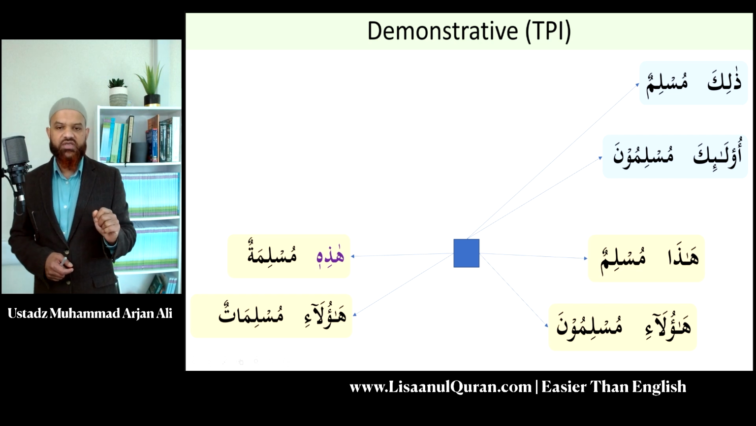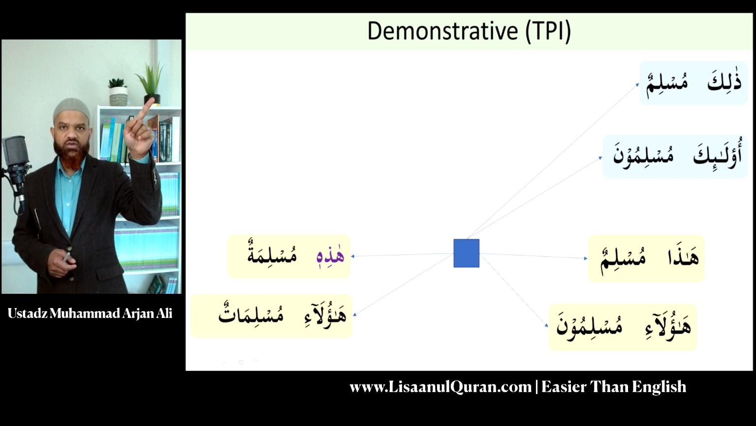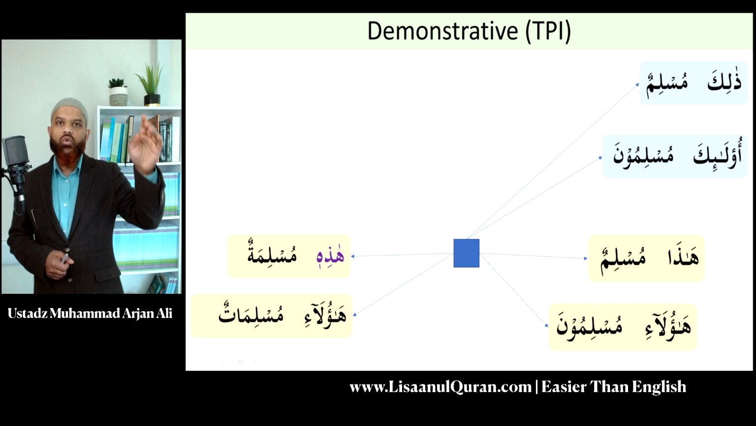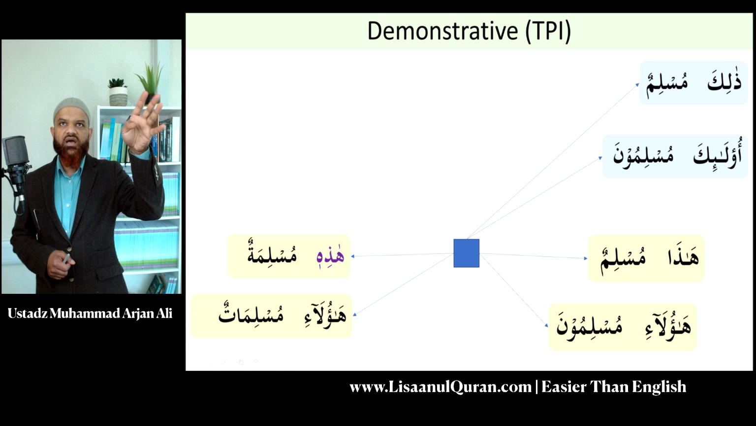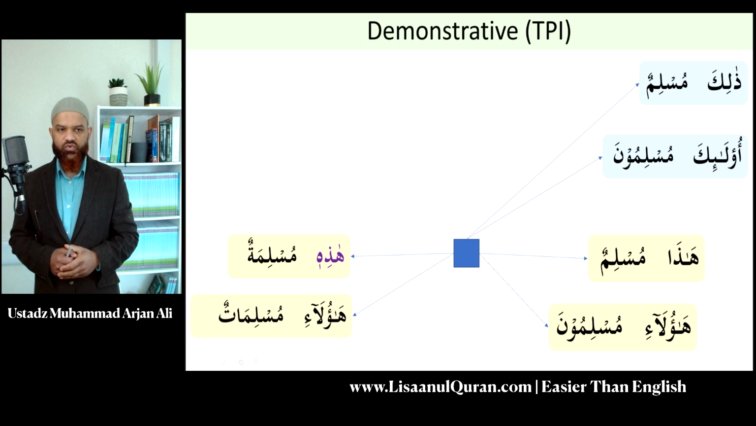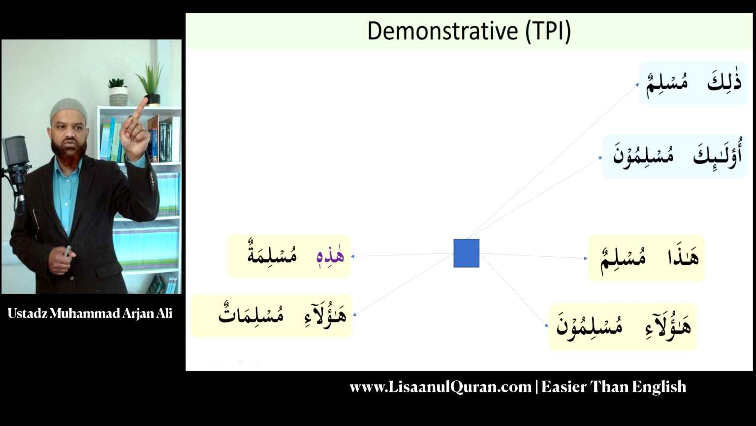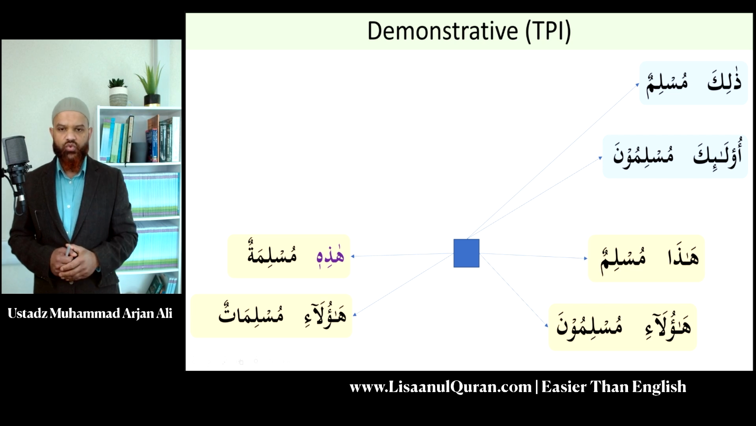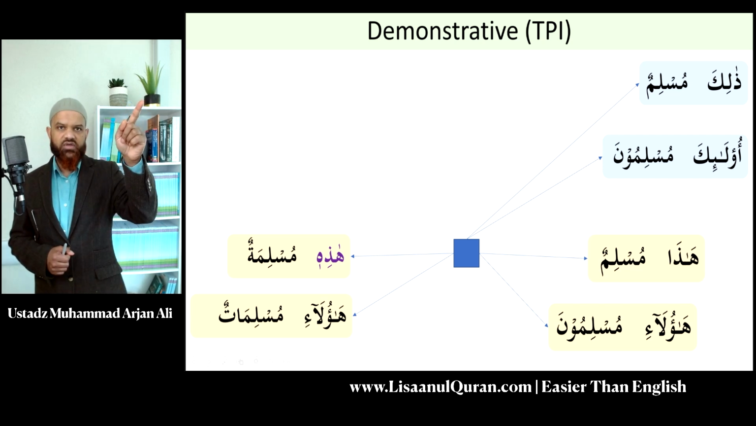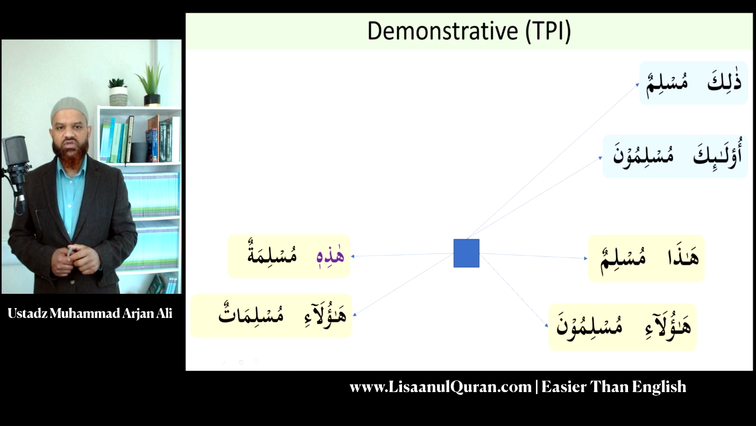So for example, I will say ذَلِكَ مُسْلِمٌ. That is a Muslim. أُولَٰئِكَ مُسْلِمُونَ. ذَلِكَ مُسْلِمٌ، أُولَٰئِكَ مُسْلِمُونَ.